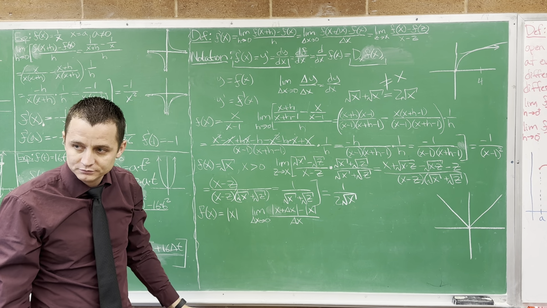How many tangent lines does this point have? Infinitely many. I can draw a line that goes like this, and it only intersects at that point. I can draw a line that goes like this, and it only intersects at that point. So there's an infinite number of lines I could draw that only go through that point. So it has an infinite number of tangent lines.